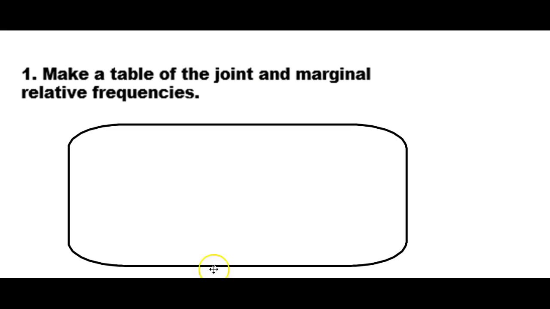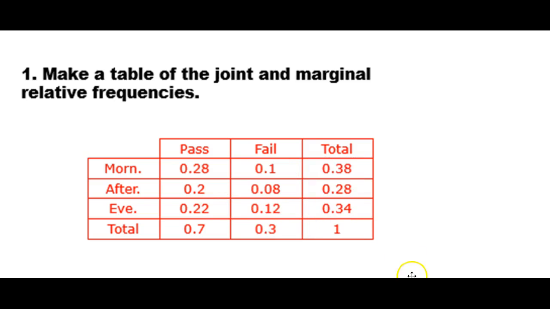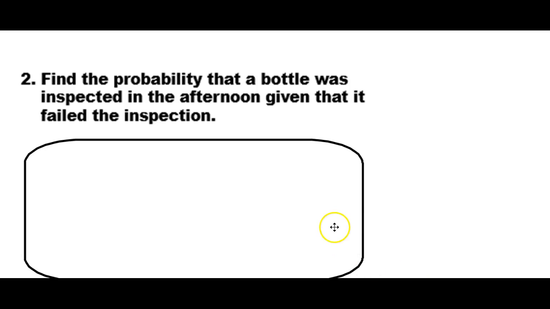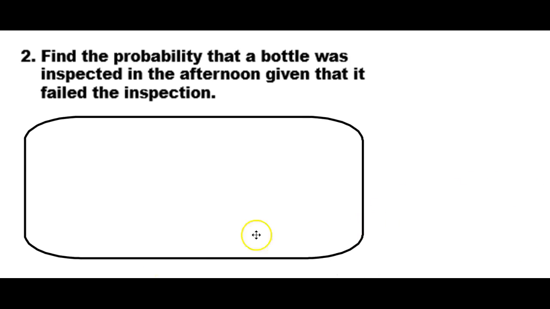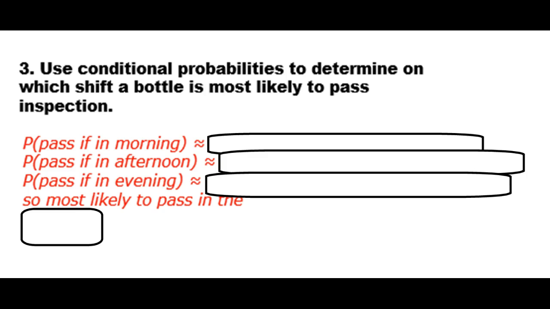Using that data, you were to create a joint and marginal relative frequency table. And so this is what you should have. Okay, and find the probability that a bottle was inspected in the afternoon, given that it failed the inspection. And so use conditional probabilities to determine which shift a bottle is most likely to pass inspection. Be sure you've tried it before you check. If it's not right, learn from it, right? You can do it. Pause the video when you're ready, come back.